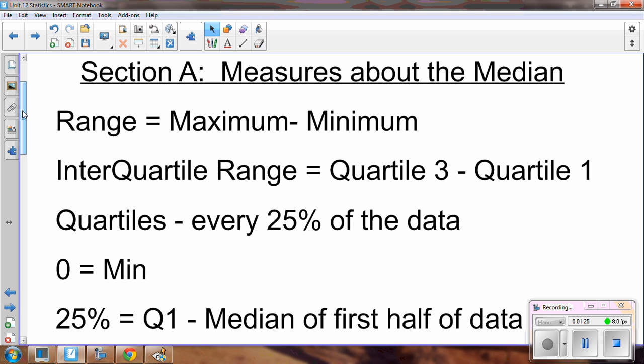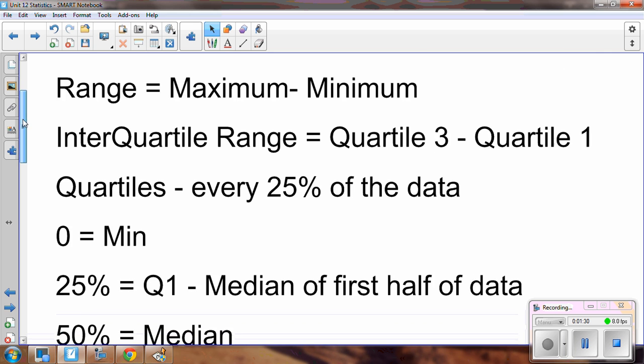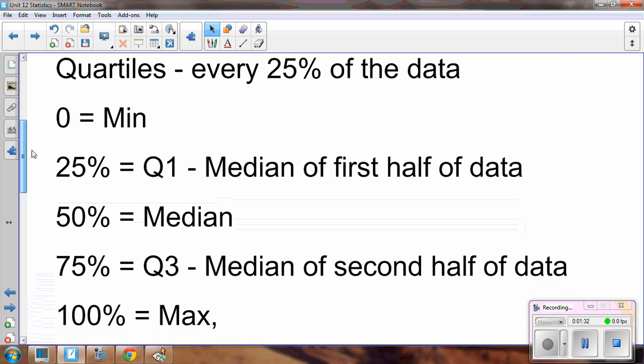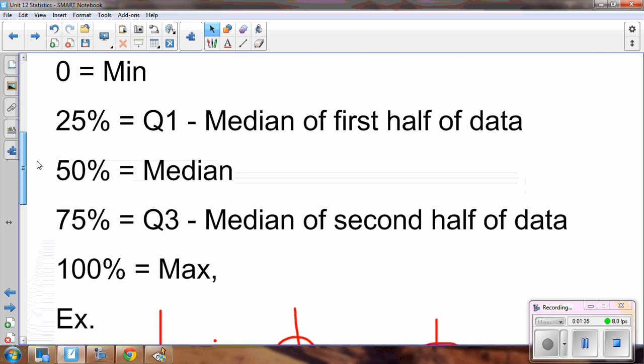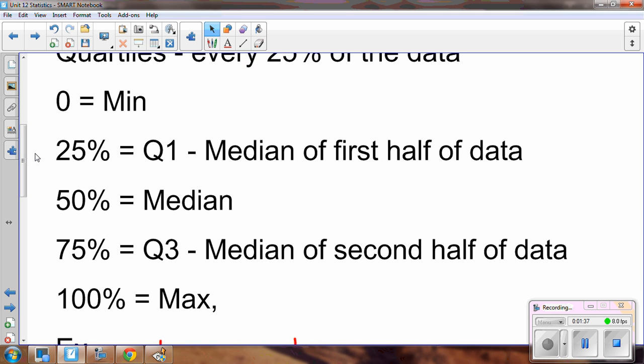Quartiles, just like quarters, occur every 25% of the data. So we break it up like this. At 0%, you're at the minimum data point. At 25%, you have reached quartile 1, which is the median of the first half of the data. It's usually most useful to find the median first and then find the median of the first half. 50% is the median. 75% is the median of the second half of the data. Again, find the median first and then find the median of the second half. And then the very top number is at 100%, or the maximum.